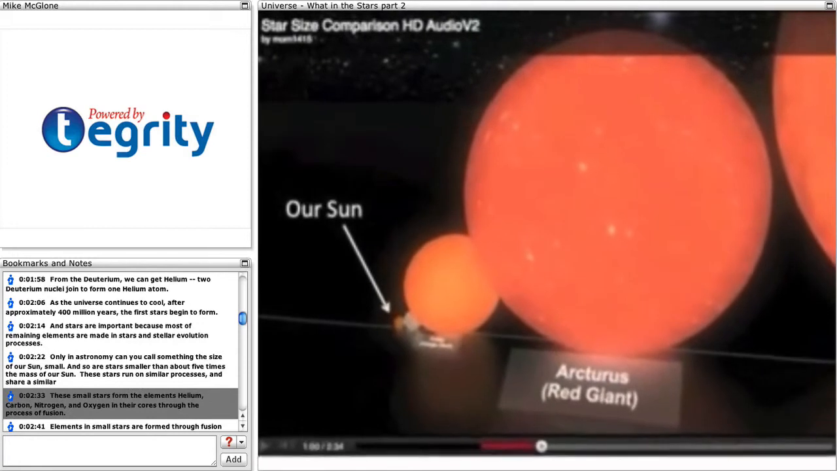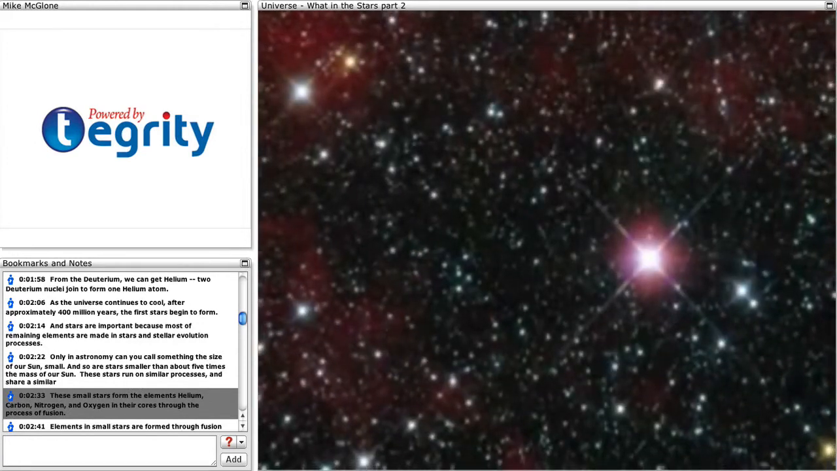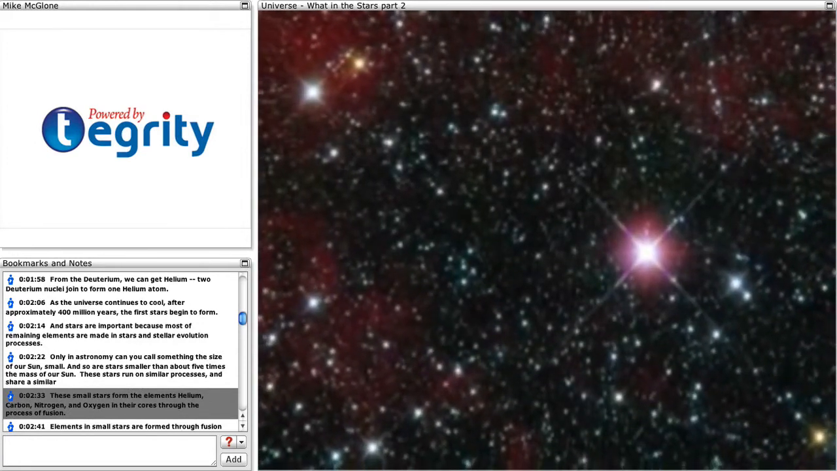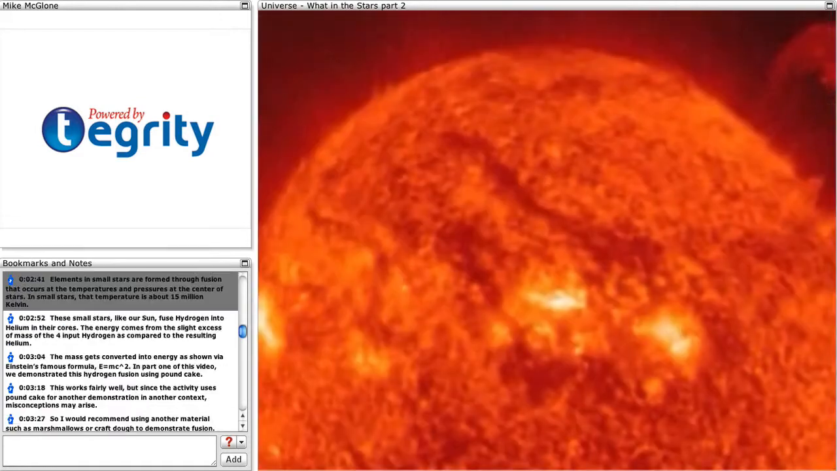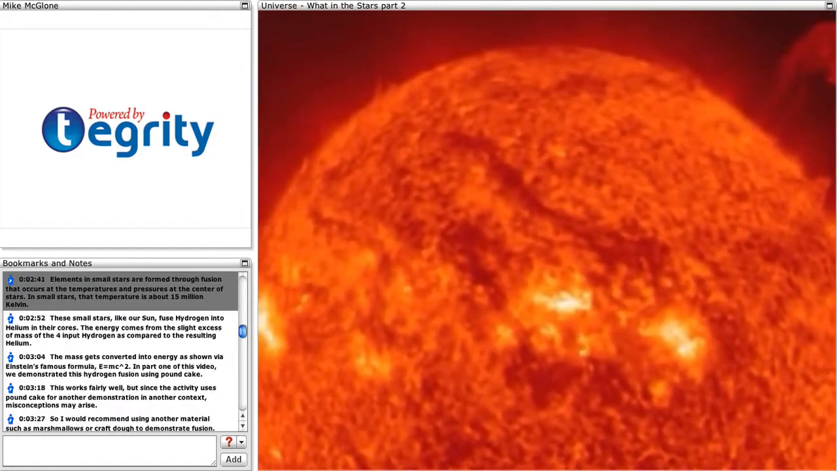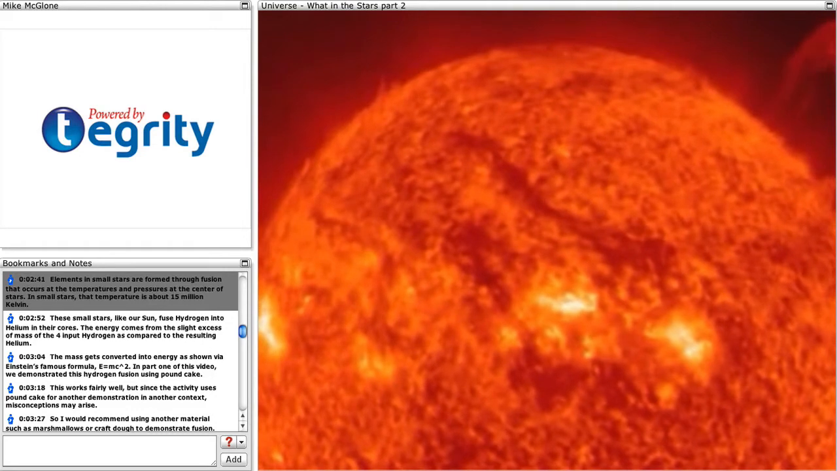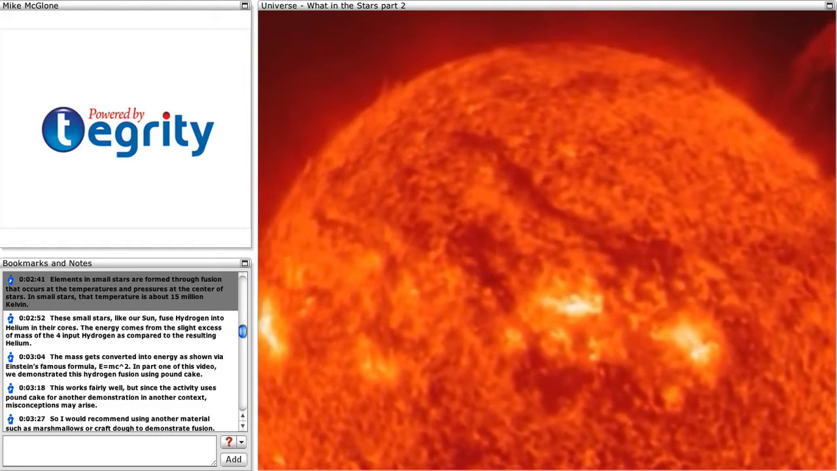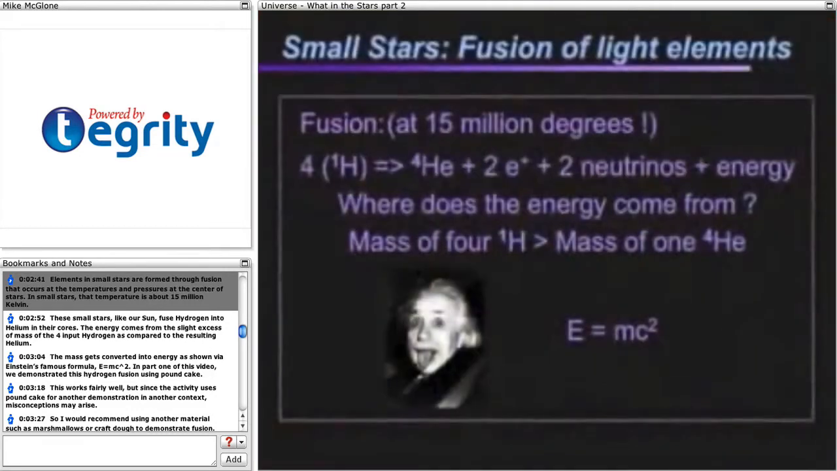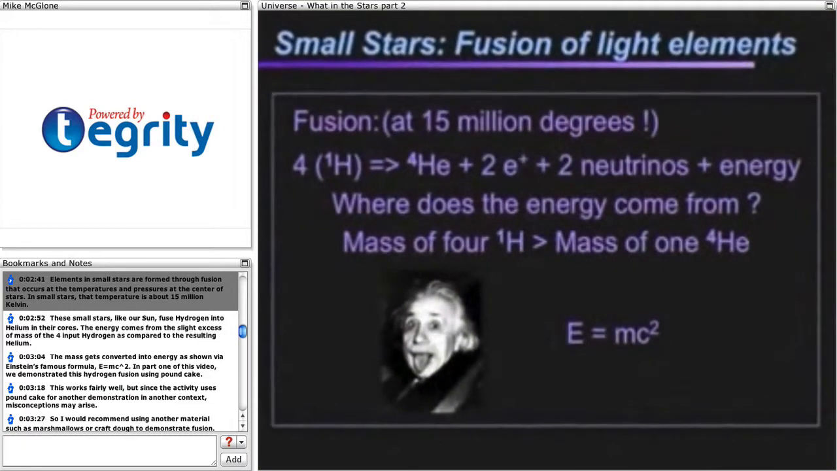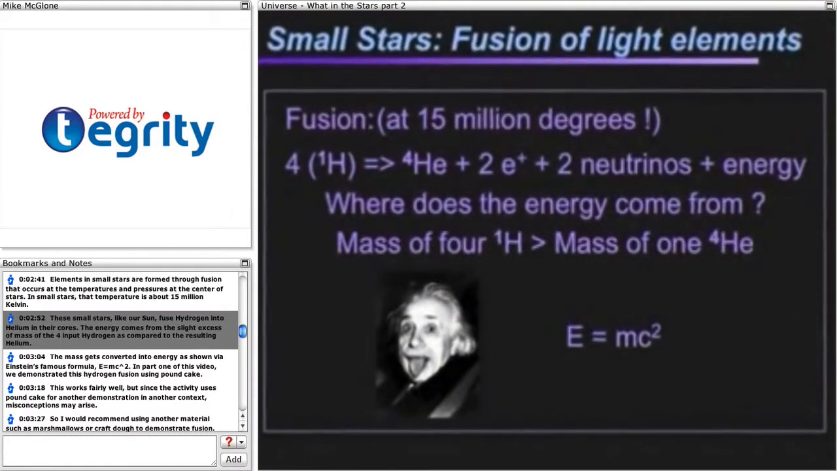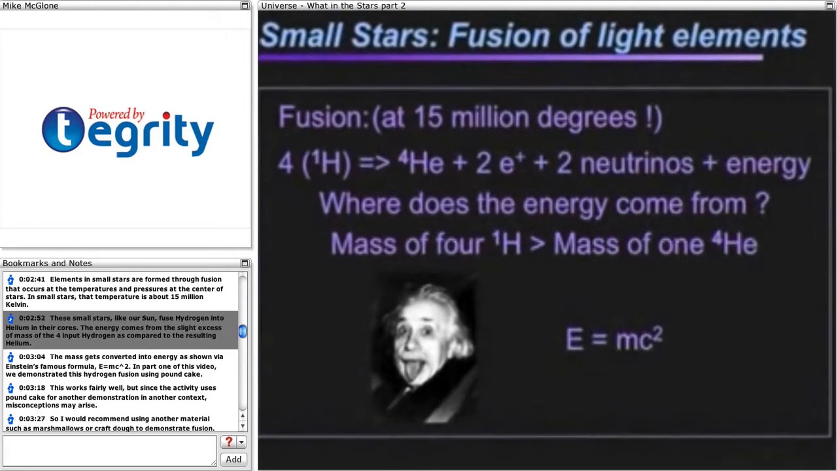These small stars form the elements helium, carbon, nitrogen, and oxygen in their cores through the process of fusion. Elements in small stars are formed through fusion that occurs at the temperatures and pressures at the center of stars. In small stars, that temperature is about 15 million Kelvin. These small stars, like our Sun, fuse hydrogen into helium in their cores.